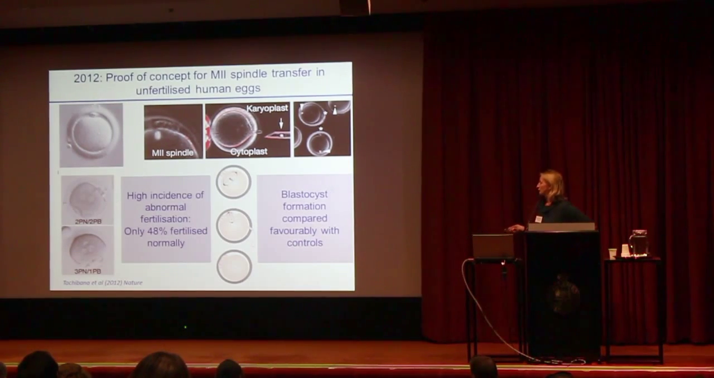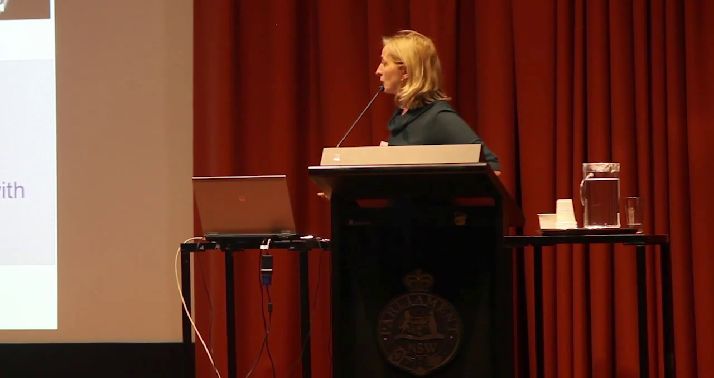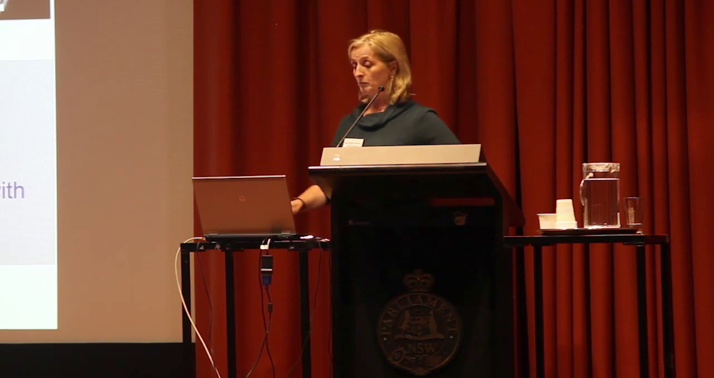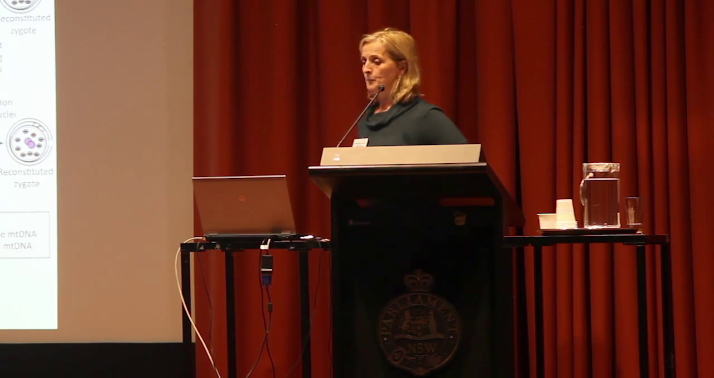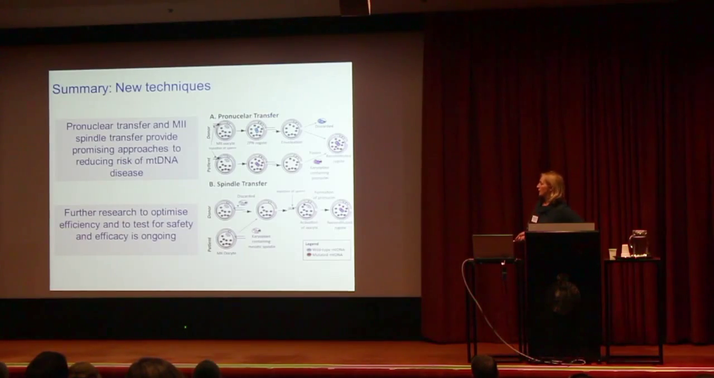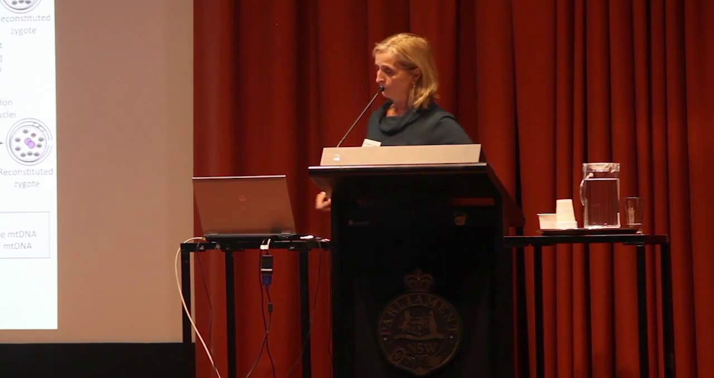Nonetheless, when they looked at blastocyst formation of those that fertilized normally, it compared favorably with controls. So once this problem of abnormal fertilization is tackled, and I believe it can be tackled, this spindle transfer may also be an option. So just to summarize on the new techniques, pronuclear transfer and metaphase 2 spindle transfer provide promising options to reduce the risk of mitochondrial disease, and further research to optimize the efficiency and to test for safety and efficacy is ongoing.